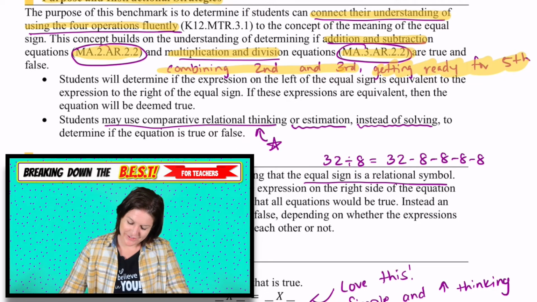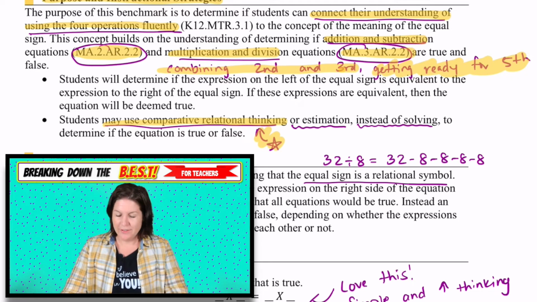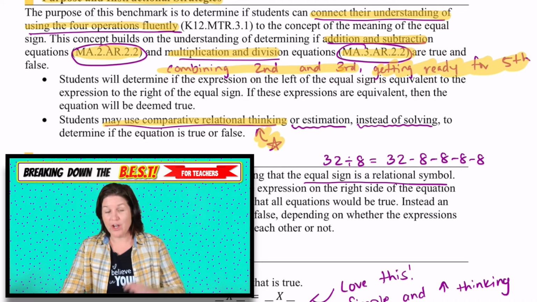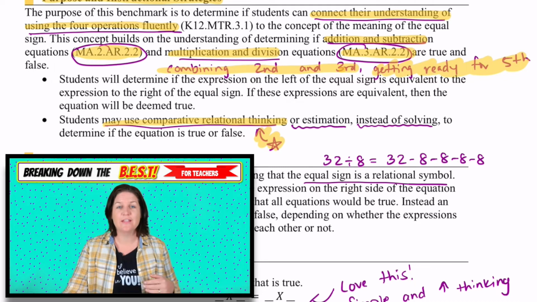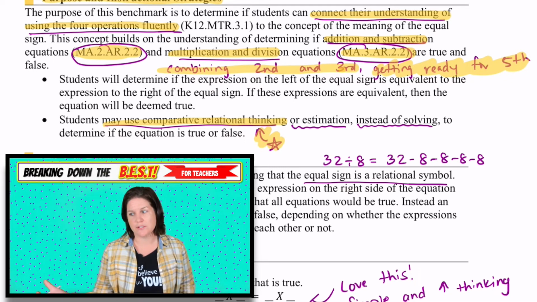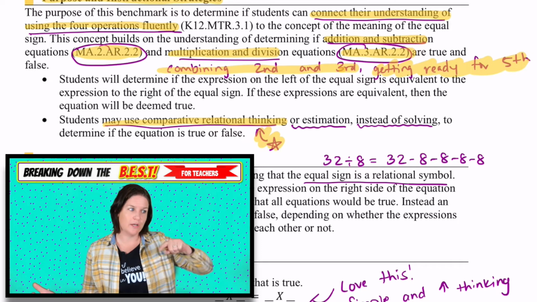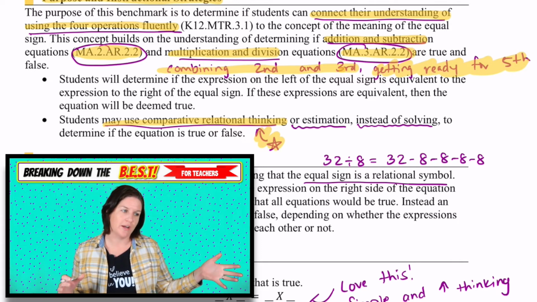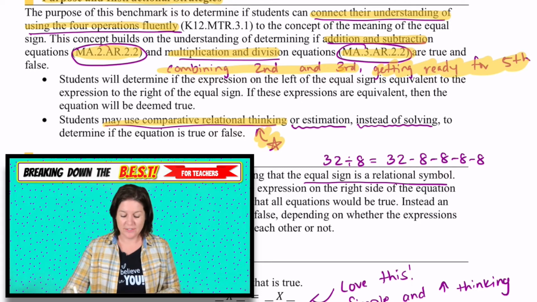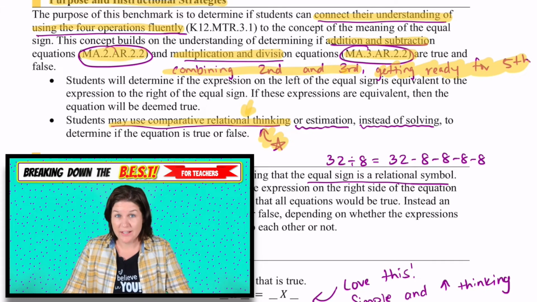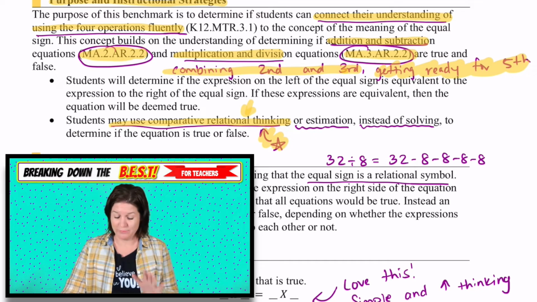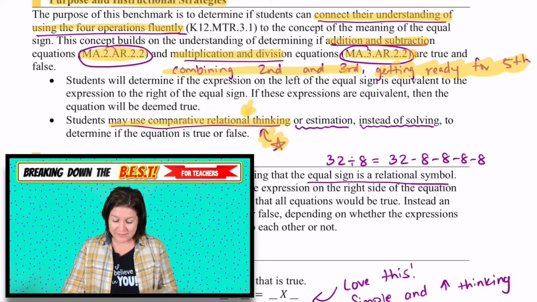Here it says, students may use comparative relative thinking, and I put a little star right there, because for the Common Core version of this, students had to use comparative relative thinking, saying, okay, well, this is happening on this side of the problem, and if it's true, it's got to be kind of similar to what's going on over there. This standard in fourth grade for Common Core was one of the most complicated, in my opinion, to teach. I really struggled with it. And it says that they may use it, which is great.